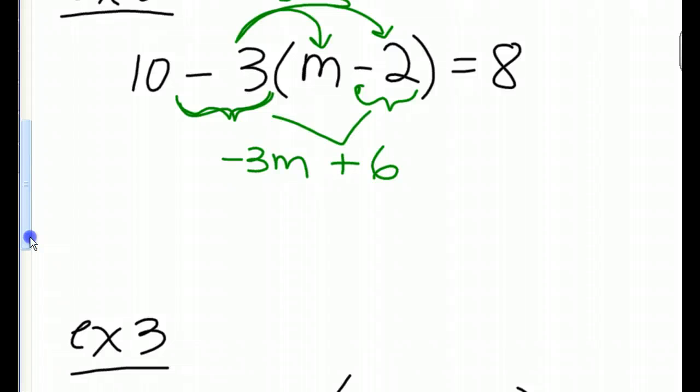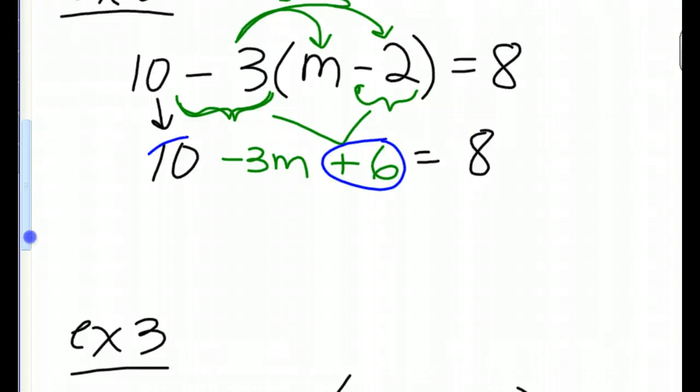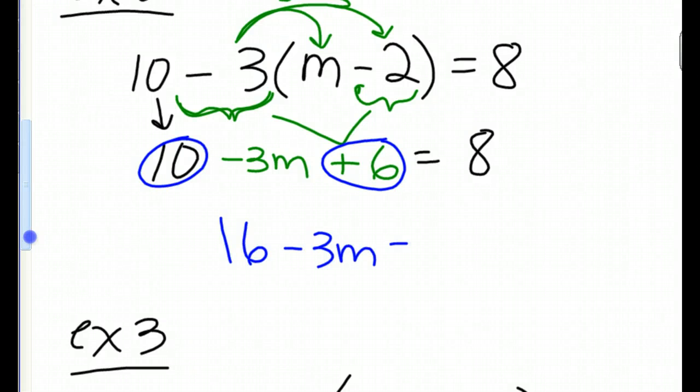So both of those together is going to give us the positive 6. Now we rewrite the rest of the problem. We still have a 10 out here, and we have an equals 8 out here. Now again, we combine like terms. So what are my like terms here? My like terms here are positive 6 and a positive 10. And we know 6 plus 10 is going to give us 16 minus 3m. Just bring that down, equals 8.